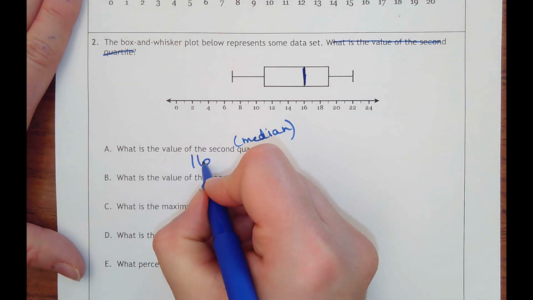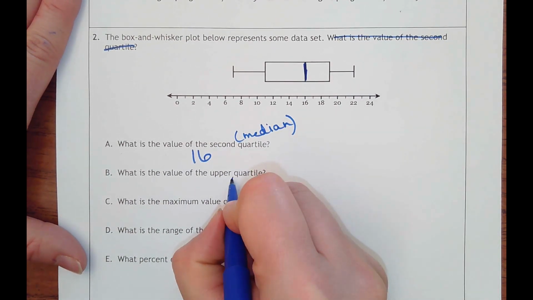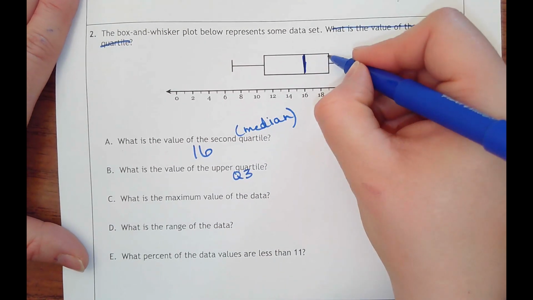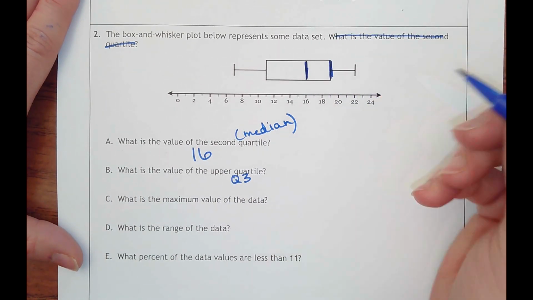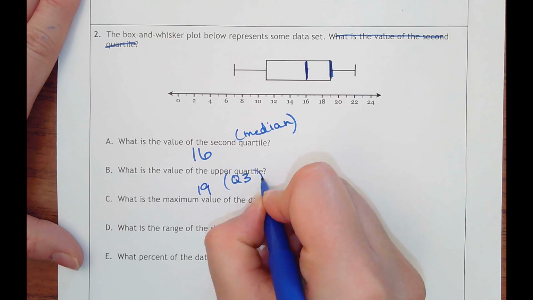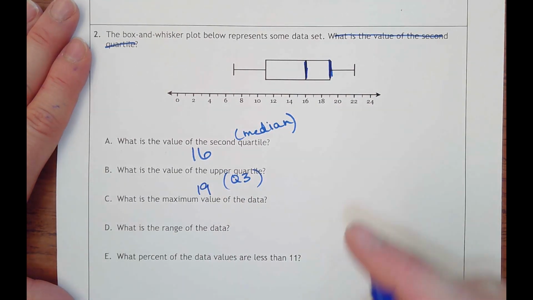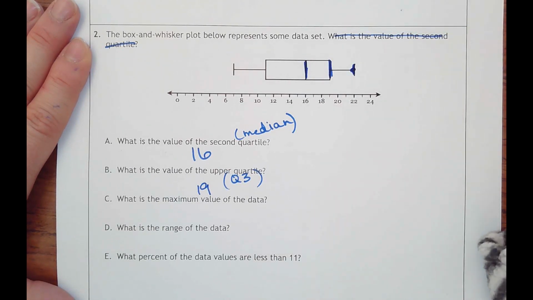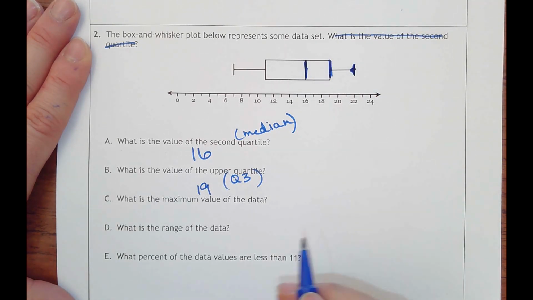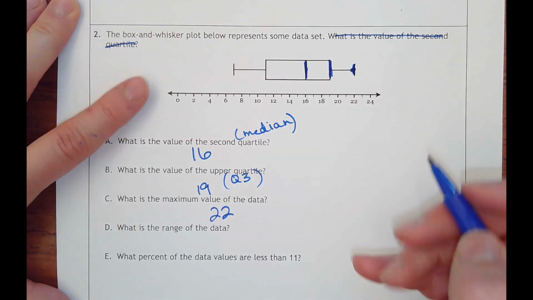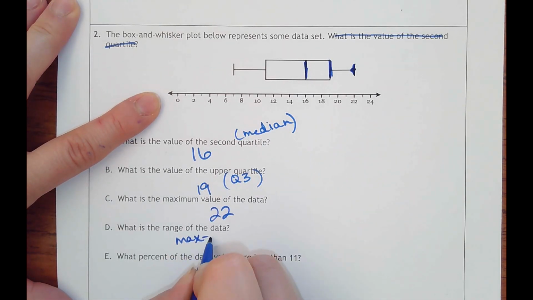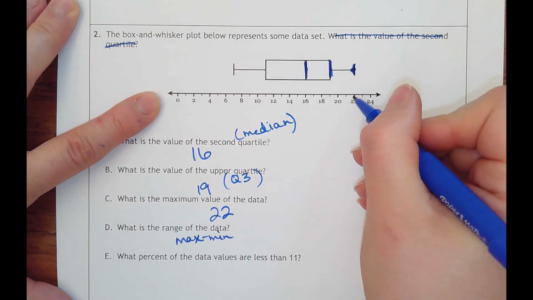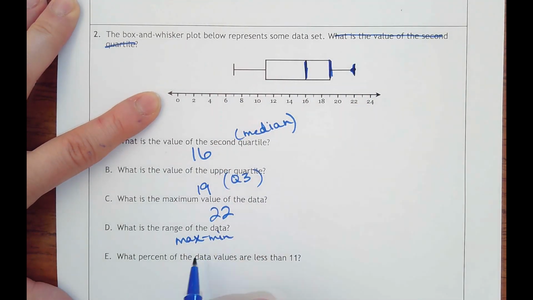What is the value of the upper quartile, or quartile 3? That would be the right side of the box. That looks like 19. What is the maximum value of the data? That's going to be this over here. And so they've got a line. I always used to just draw a point, but a line here would be at 22. And then what is the range? For range, you want to subtract the max minus the min. And so that would be 22 minus 7, which is 15.